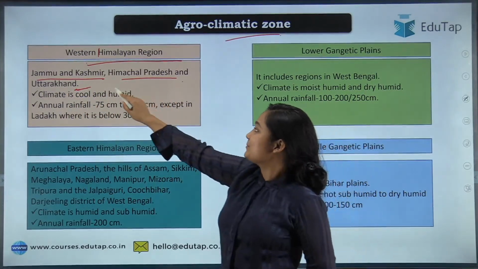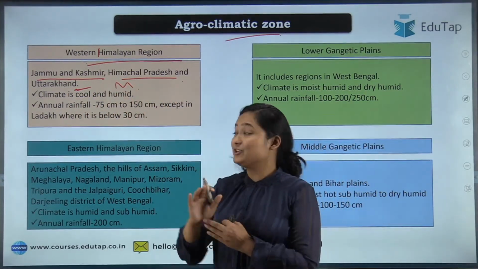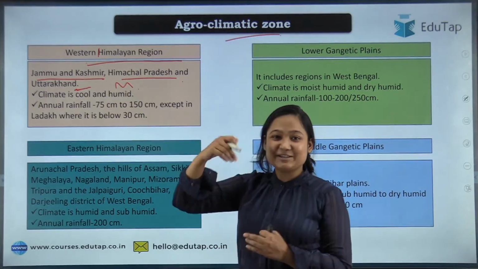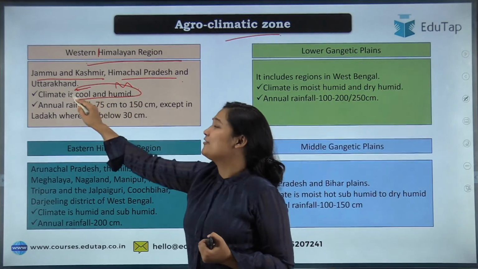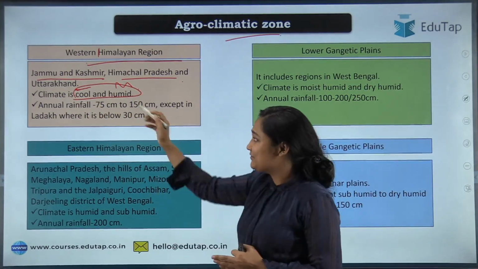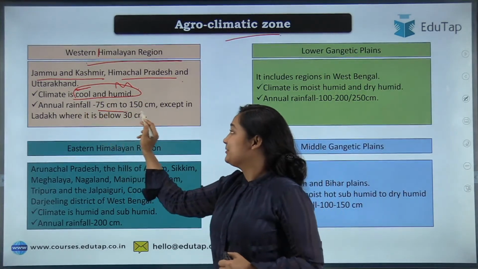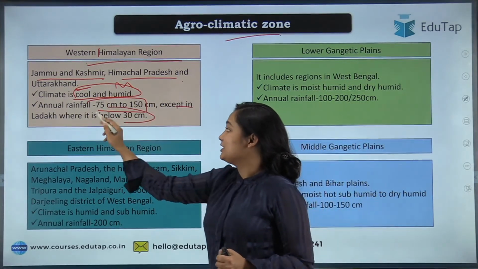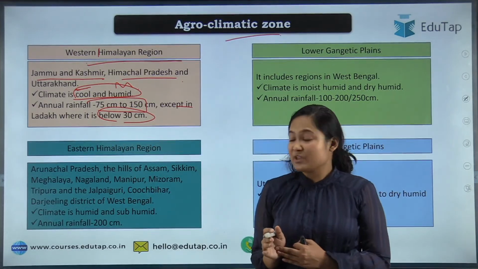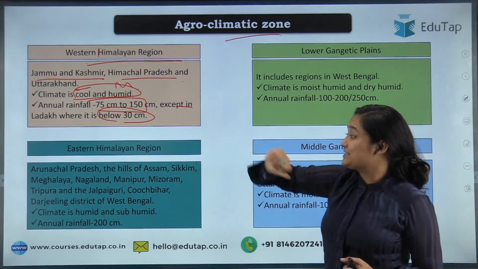You all know where people go for a holiday, to hill stations; you go to these 3 states. So we can guess the answer from here. What kind of climate is there? Of course, cool and humid. That's why we go there. Then annual rainfall is between 75 to 130 centimeters, except Ladakh, where the rainfall is below 30 centimeters. So that was about the western Himalayan region.